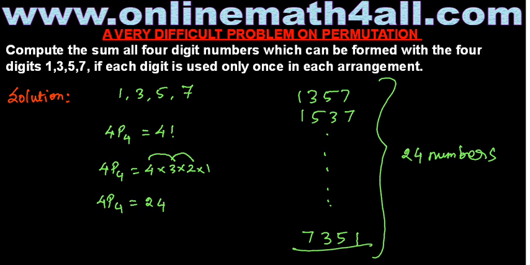Is it possible to solve this kind of problem in a competitive examination? It's a bit difficult, because it will take more time and you will not be able to solve other problems. Even to write all the 24 4-digit numbers will take more time. After having written all the 24 4-digit numbers using 1, 3, 5, 7, we have to add all 24 of them. It's a bit difficult to do, because it will take more time. I think approximately it will take 30 minutes, half an hour, to solve this one particular problem if you do it like this.